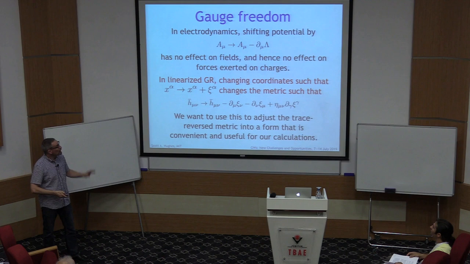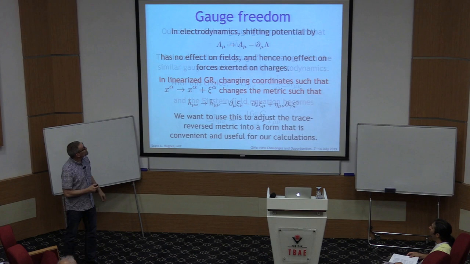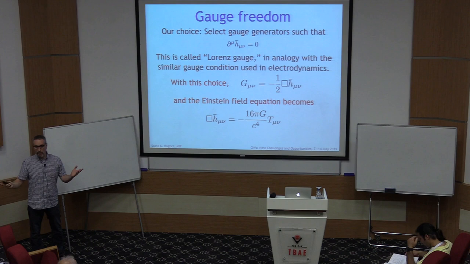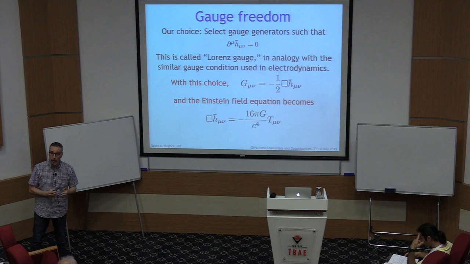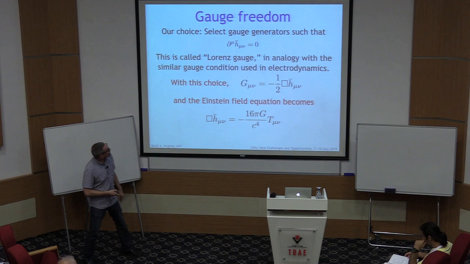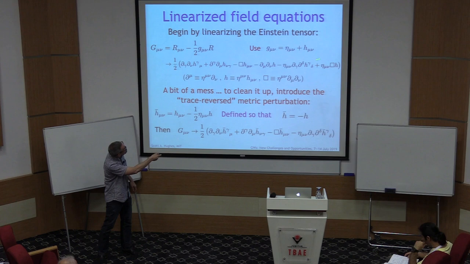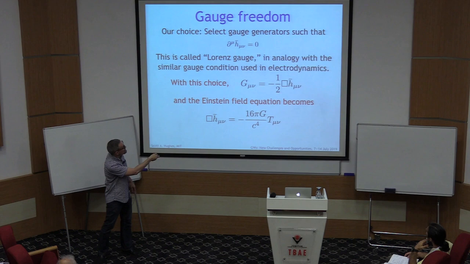And so what we do is we choose to work in a coordinate system such that the divergence of the trace reverse perturbation is zero. Okay? This is actually called Lorentz gauge. It looks just like the Lorentz gauge that one uses in electrodynamics as far as the mathematics are concerned. And when we do that, go back three slides here, this horrible mess for the Einstein tensor turns into this single term. The wonders of a smart choice of coordinates.